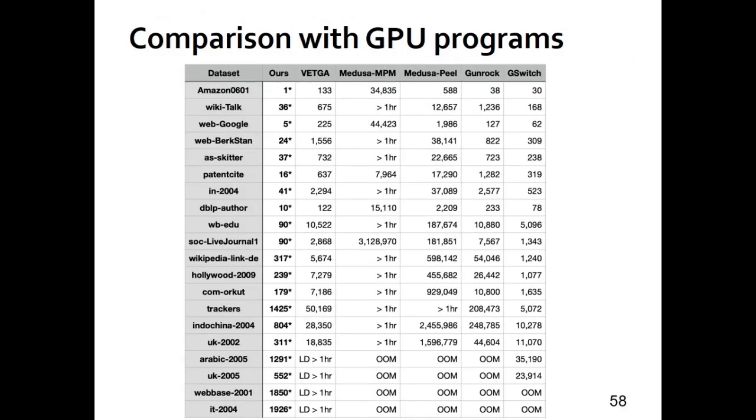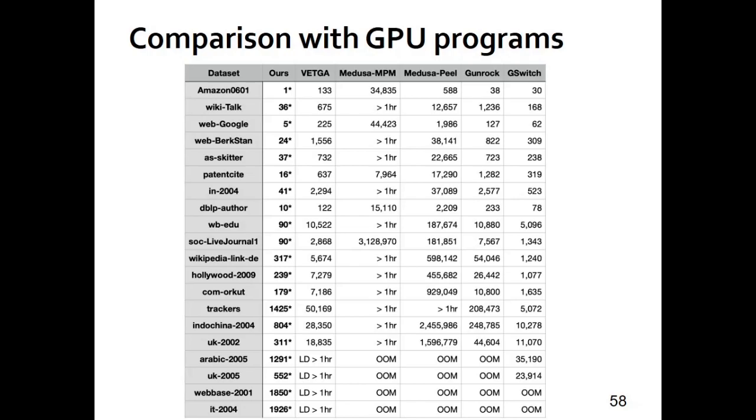We compared our results with other GPU programs, and it can be seen that our algorithm is several orders of magnitude faster than all other GPU-based solutions. Also, the memory consumption of other solutions is much higher as compared to ours. In several datasets, other GPU programs fail due to out of memory or the execution time is more than 1 hour. In some datasets, even the loading time is more than 1 hour for Medusa, as it uses NumPy to load datasets.